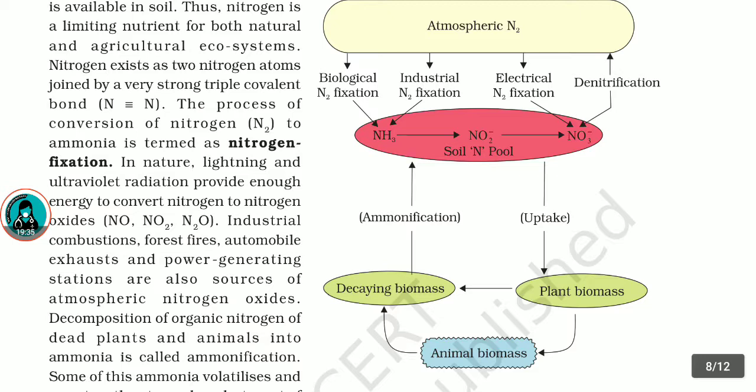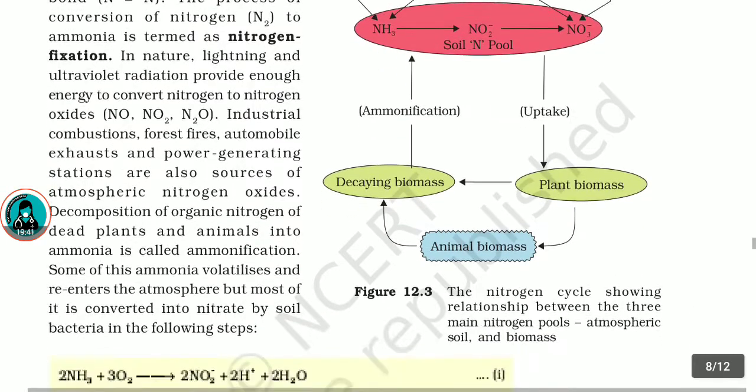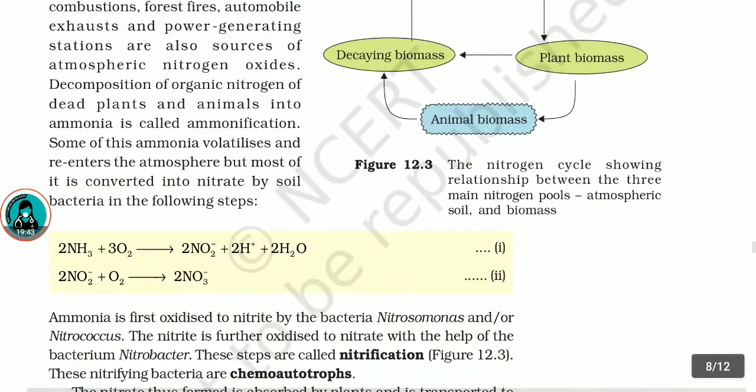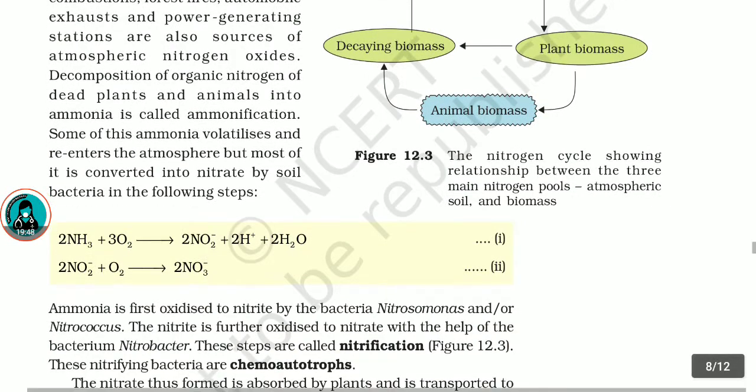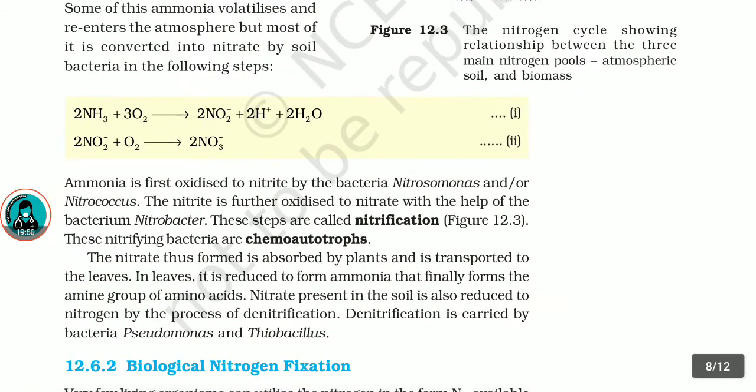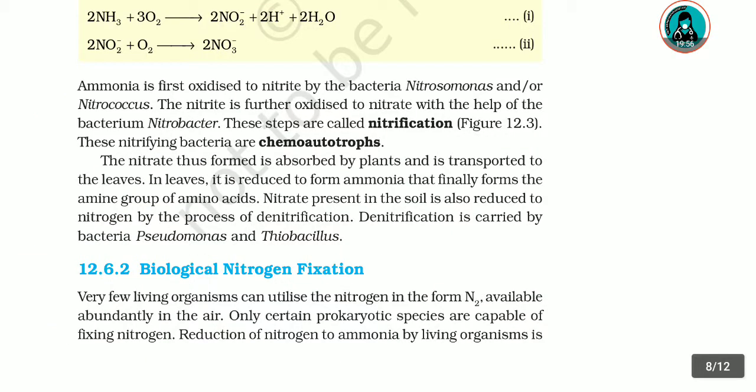Decomposition of organic nitrogen of dead plants and animals into ammonia is called ammonification. Some of this ammonia volatilizes and re-enters the atmosphere, but most of it is converted into nitrate by soil bacteria in the following steps. 2NH3 + 3O2 gives 2NO2⁻ + 2H⁺ + 2H2O. 2NO2⁻ + O2 gives 2NO3⁻.